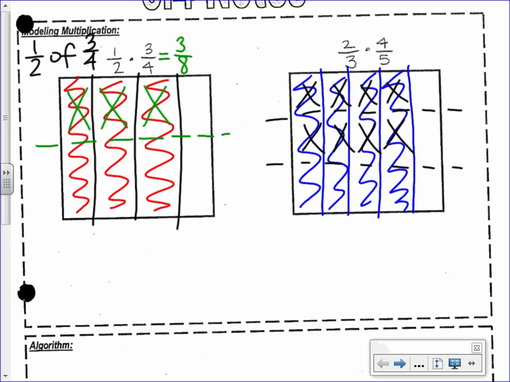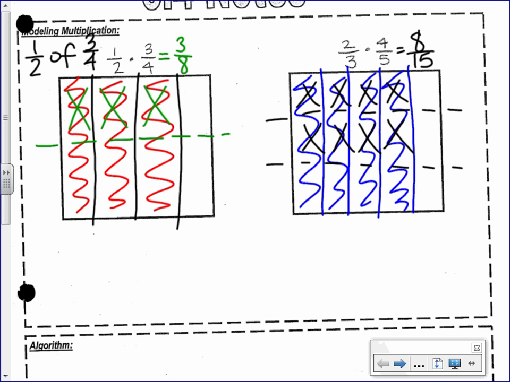All right? Jay, 8 out of how many pieces, though? Or how many cupcakes to start with? 8 out of how many was there originally? 8 out of 15. Perfect. So they bought 8/15 of the cupcakes. Is everybody good so far on the modeling part of it?